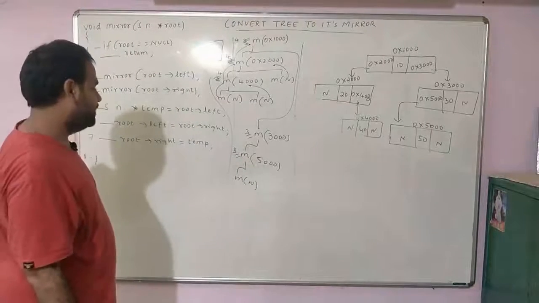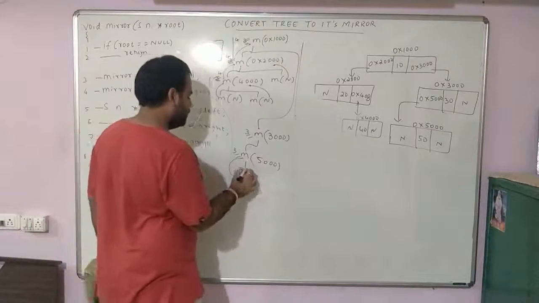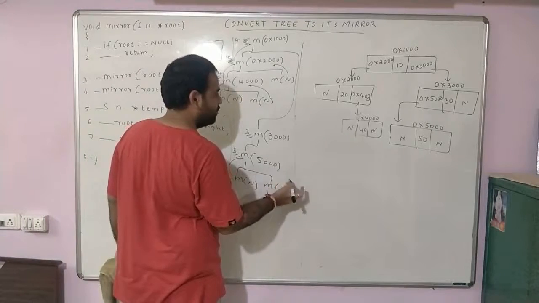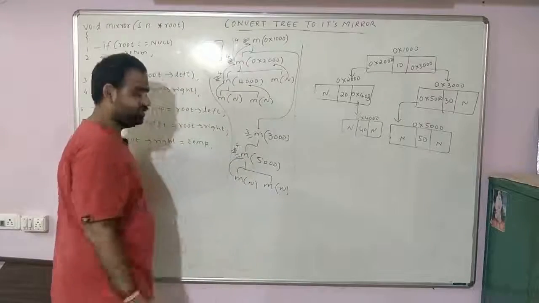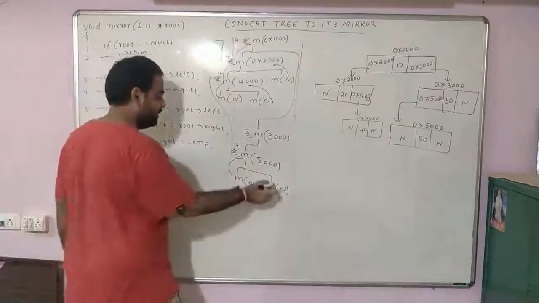Is null equal null? Yes. You return back. Now you execute line number 4. Mirror of 5000 arrow right. What is 5000 arrow right? It is null. And the return line number is 4. Is null equal null? Yes, you return back.